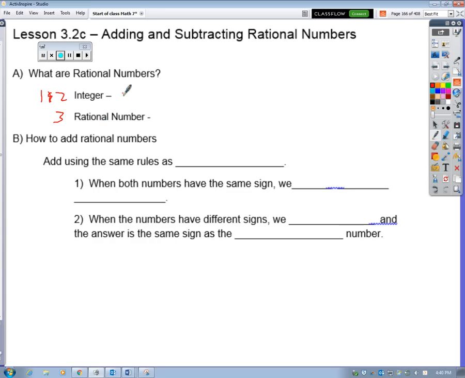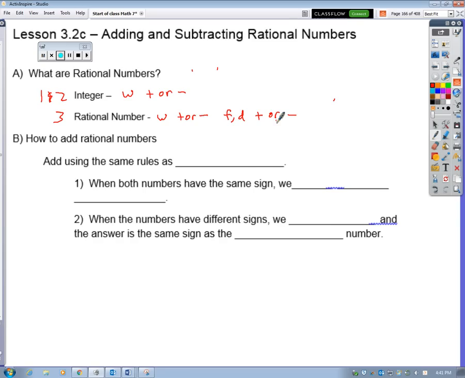Integers, if you remember, are whole numbers, and they can either be positive or negative. Alright? There's our negative sign. Rational numbers can also be whole numbers, positive or negative, but they can also include fractions and decimals that are positive or negative. So rational numbers is kind of a big category of numbers since it includes all of these.